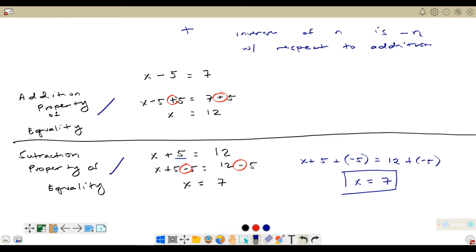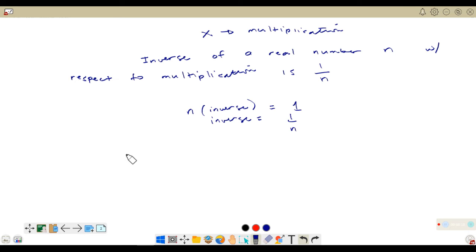Lagi tayong addition of inverse when we are applying addition property of equality or subtraction property of equality. Dito naman tayo sa kabila. If you have 20x is equal to 10, in order for us to get the value of x, we are actually multiplying it by the inverse.